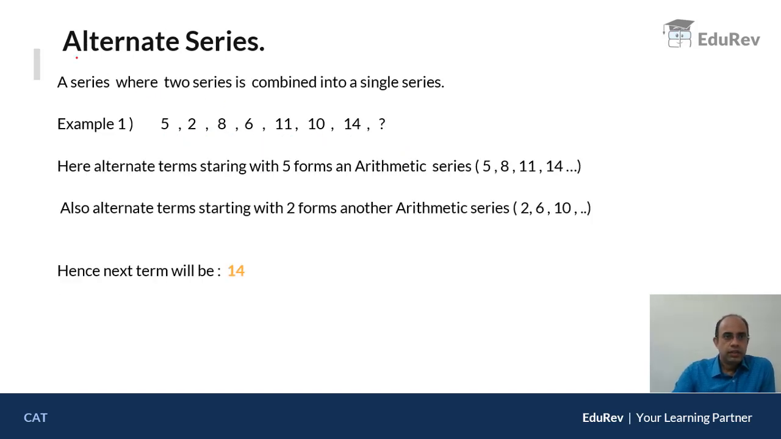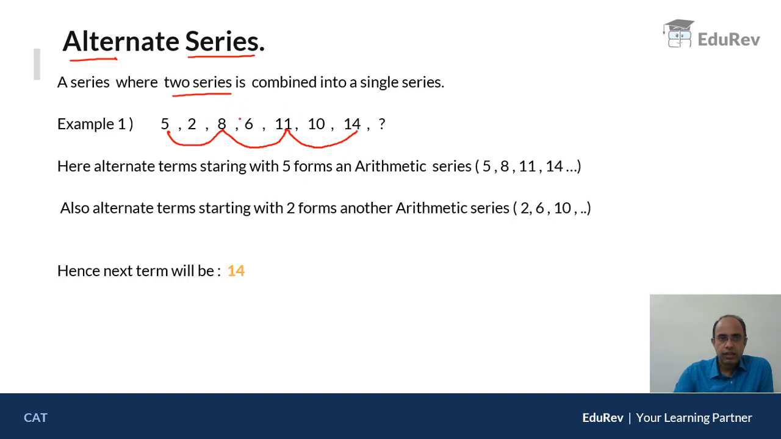Now the last type of series, that is alternate series. A series where two series are combined into a single series. You will have two series: 5, 2, 8, 6, 11, 10, 14. We observe 5 plus 3 is 8, 8 plus 3 is 11, 11 plus 3 is 14. So here the first series is an arithmetic series.